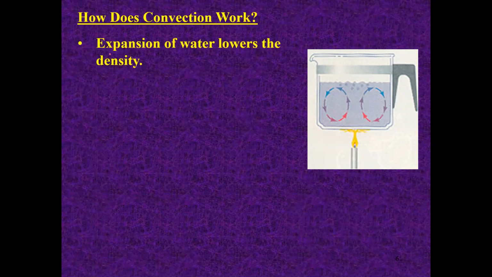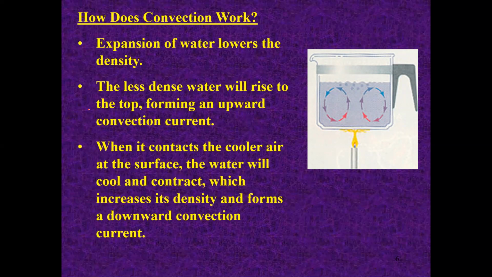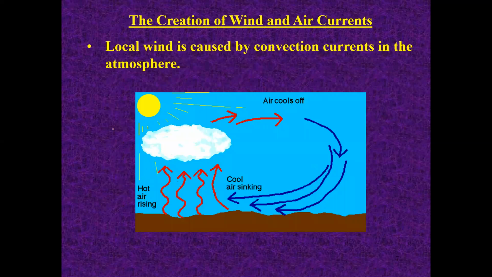So expansion of water lowers the density. Less dense water will rise. When it contacts the cooler air at the surface, the water will cool and contract, and it will increase its density, and it will drop. Okay, so how do we relate this to weather? Local wind is caused by convection currents. Air rises, warms, cools, and drops.